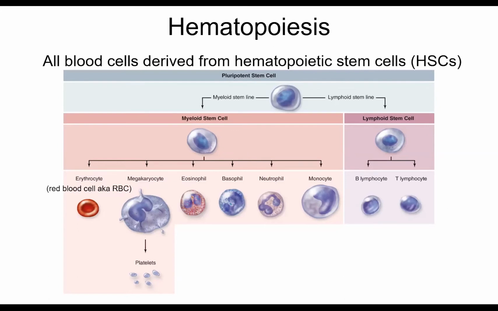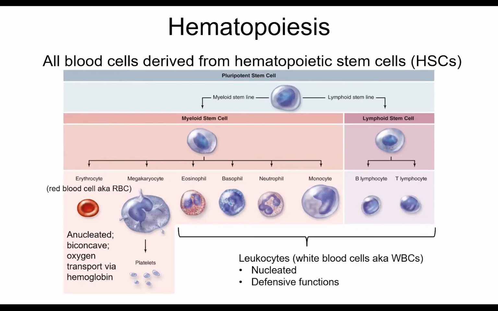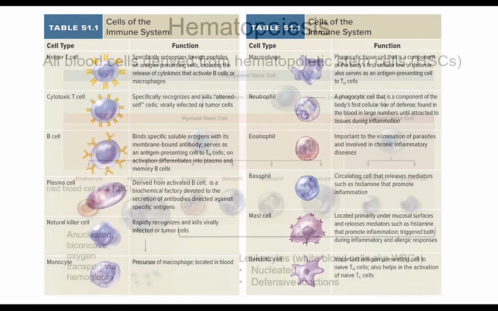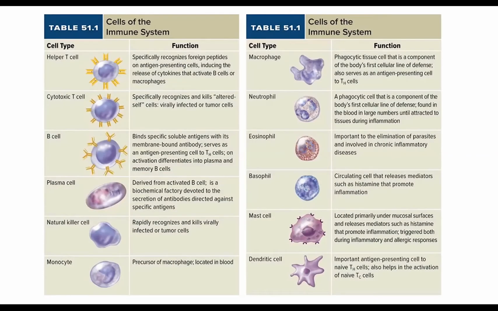I would like to start by looking at the cells in our blood. All of our blood cells, whether anucleated RBCs that transport oxygen or our white blood cells that are involved in fighting infections, are derived from hematopoietic stem cells. There are a number of cells that are involved in protecting us from infection.